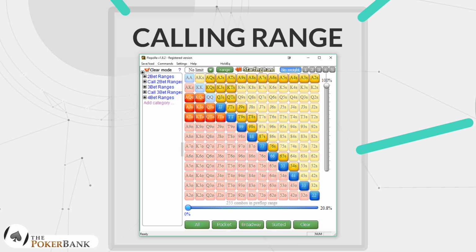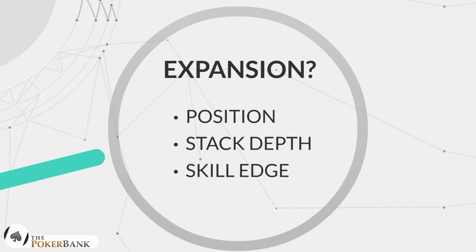And just a couple quick things here. You may wonder when this range changes. Well, there are some ways that this range can expand or, of course, contract. So expansion is going to happen typically when your opponent is a decent player who has position, or a decent player who has stack depth, or skill edge, or those kind of things.